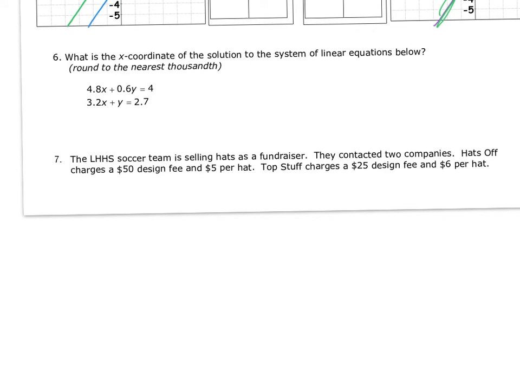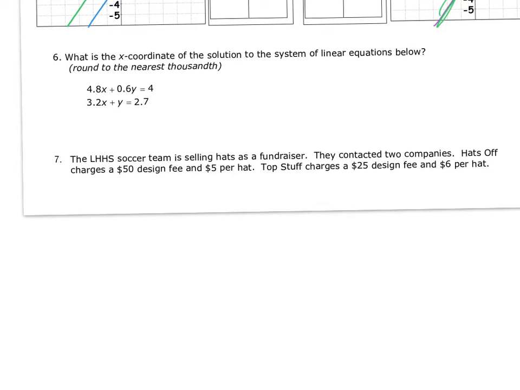So now let's skip past 6 and go right to 7. The LHHS soccer team is selling hats as a fundraiser. They contacted two companies. Hats Off charges a $50 design fee and $5 per hat. Top Stuff charges a $25 design fee and $6 per hat.